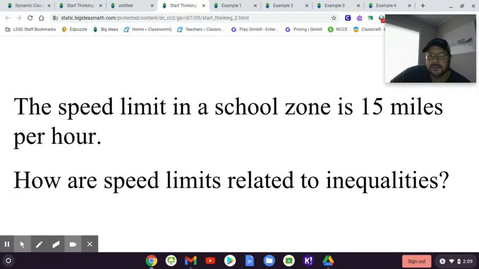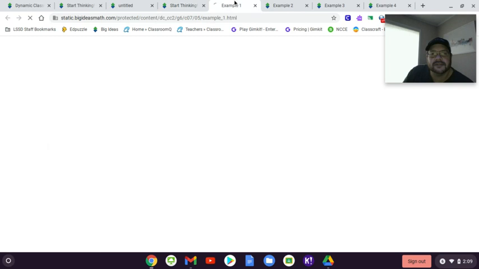The speed limit in a school zone is 15 miles per hour. Although that's not exactly true. It's a little higher than that, but that's okay. How are speed limits related to inequalities, you might ask? Well, let me tell you. So if you would say the speed limit is 15 miles per hour, then X, we'll say, is the speed that we can go. X would be less than or equal to 15. We can go all the way up to 15 miles per hour, but past that is dangerous.